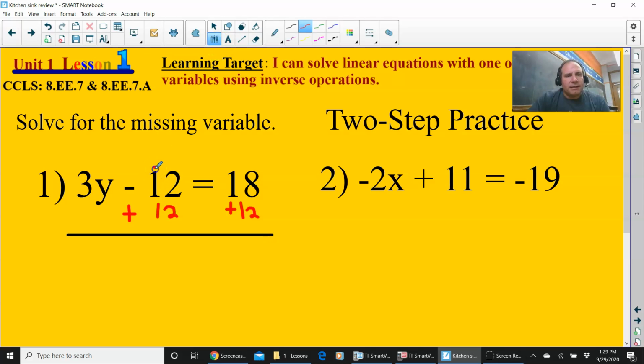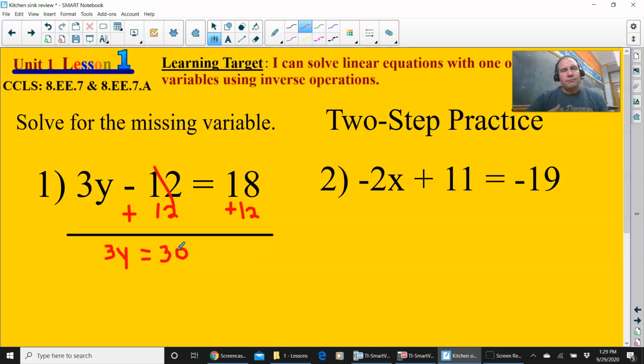Keep it neat as possible. Bring down the 3y exactly where on the side of the equation that it is. See this equal sign? You bring that down exactly where it is, and 18 plus 12 is 30.